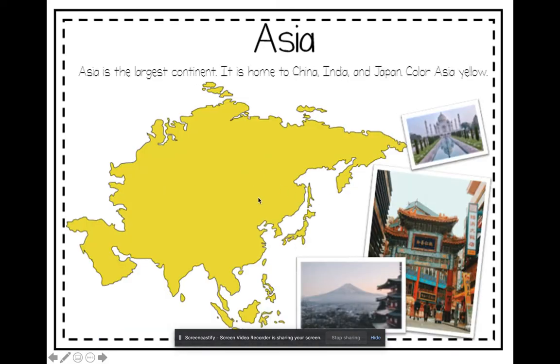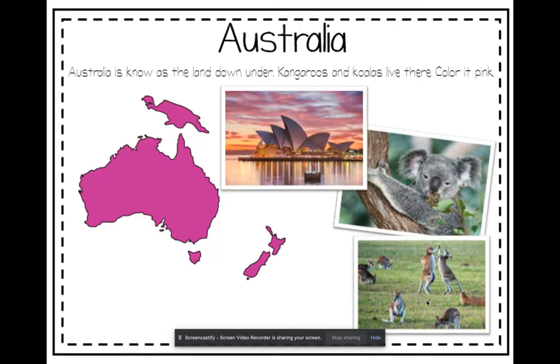Asia is our largest continent, and this is where China, India, and Japan are. Look at all these cool buildings that you would see in Asia. Australia is our little continent, remember, with the little islands around it. It's known as the land down under, and this is where kangaroos and koalas live. We talked about seeing the zebra and the elephants and the giraffe walking around. So imagine looking up in a tree and seeing a koala or watching a kangaroo jump by.